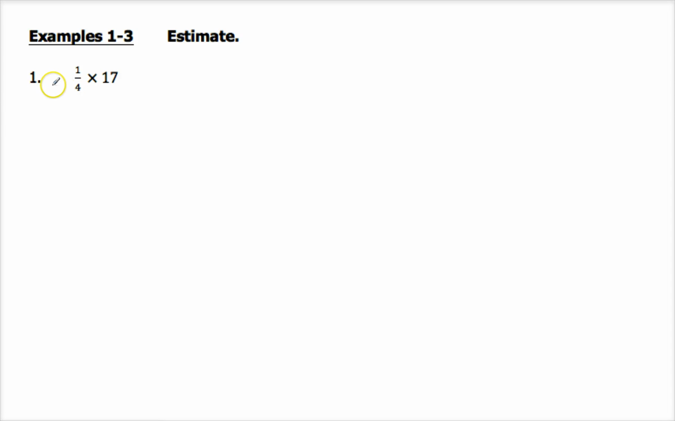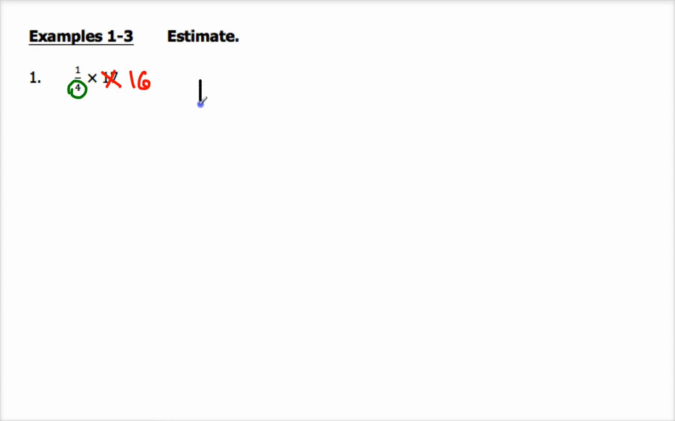So now I have the problem 1/4 times 17. And so my first step again is to look at my denominator. My denominator is 4, and I want to change my whole number here to a multiple of 4 that is still close to 17. So I will probably change this to a 16. 16 is a multiple of 4, and 16 is pretty close to 17.